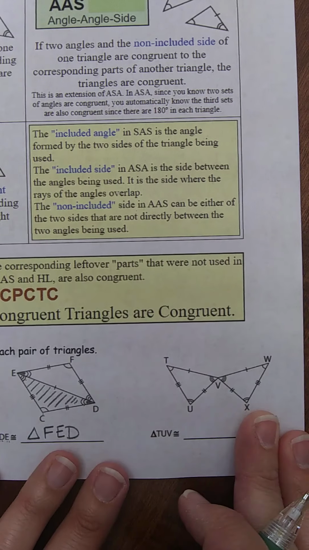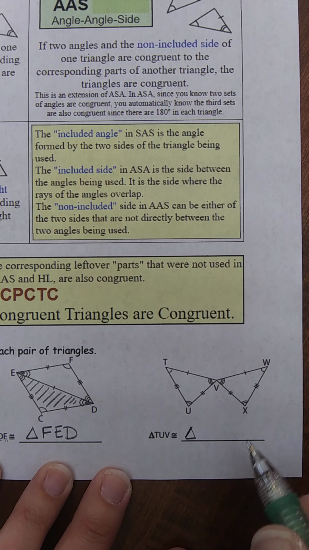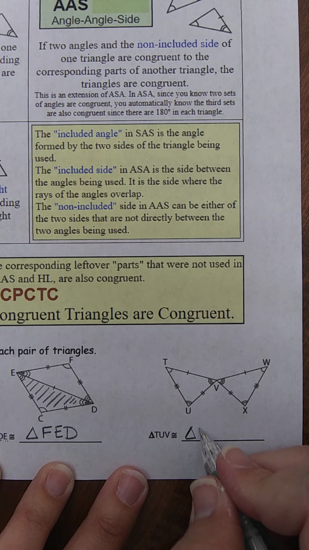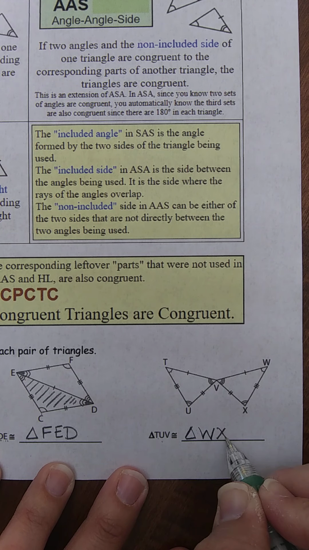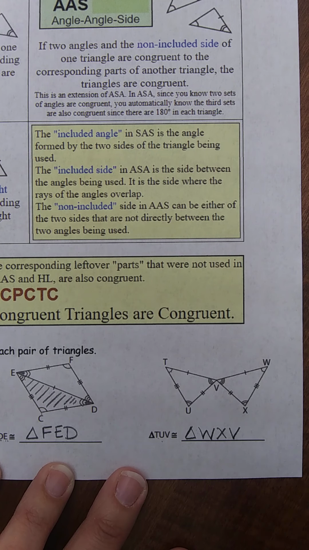And then the last one, triangle TUV, and that would be congruent to triangle. Since T went first, we need the other one with 1 tick mark, which would be W. U has 2 tick marks, that goes with X. And V has 3 tick marks, so that's going to go with the other side of V.